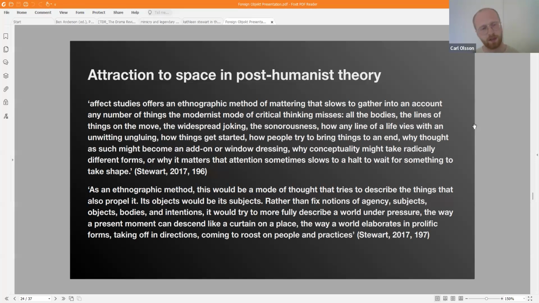And similarly, as an ethnographic method, this would be a mode of thought that tries to describe the things that also propel it. Its objects would be its subjects. Rather than fixed notions of agency, subjects, objects, bodies, and intentions, it would try to more fully describe a world under pressure, the way a present moment can descend like a curtain on a place, the way a world elaborates in prolific forms, takes off in directions, coming to roost on people and practices.